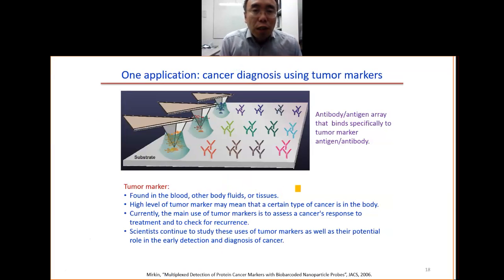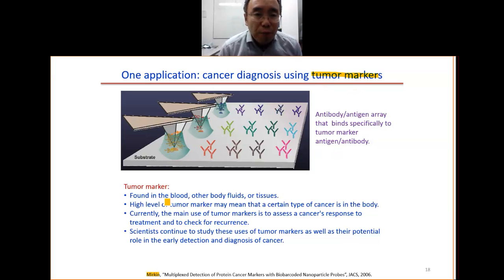This is another example of dip pen nanolithography. In this case, the same group from Northwestern University, they patterned a tumor marker. So you pattern some antibody or antigen, then you can catch the tumor marker from the solution.